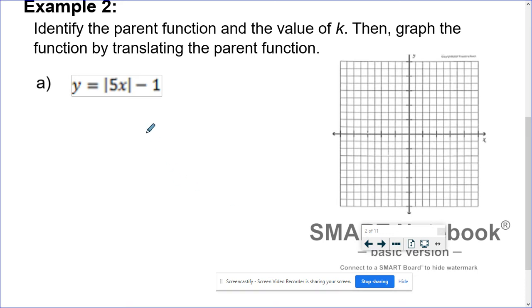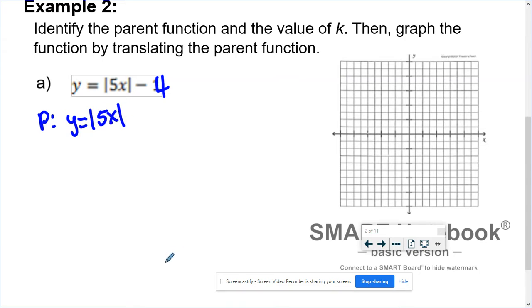All right, so y equals absolute value of 5x minus 1. I'm actually going to change this to minus 4, just because it'd be too hard to see and too hard for me to draw if I'm just shifting it down once. We're going to shift it down further, so just change it on your paper. The parent function here is y equals absolute value of 5x.